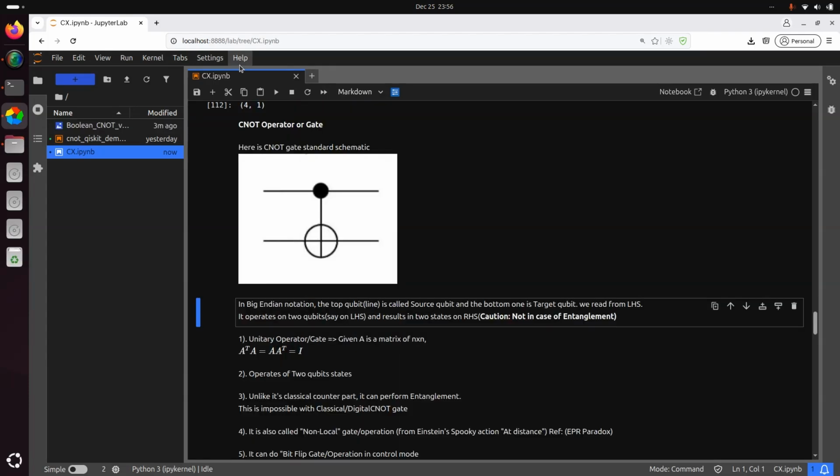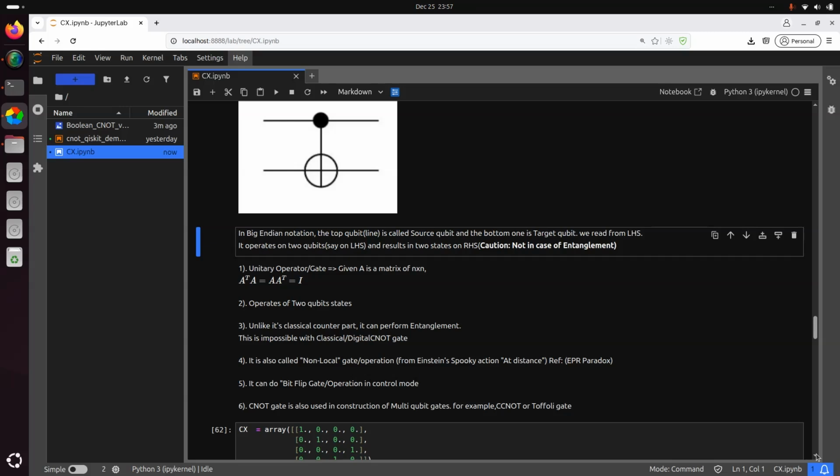CNOT operator or gate. This is the standard schematic of the CNOT gate. The top line is called the source qubit and the bottom one the target. In big endian notation, in little endian notation, however, it flips. The CNOT gate is a unitary gate, and this is the very definition of a unitary matrix. Given A is an n cross n matrix, the product of the transpose of A with A is identity. That's the mathematical definition.